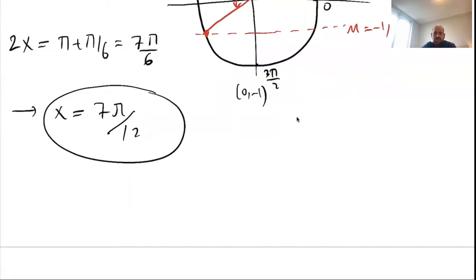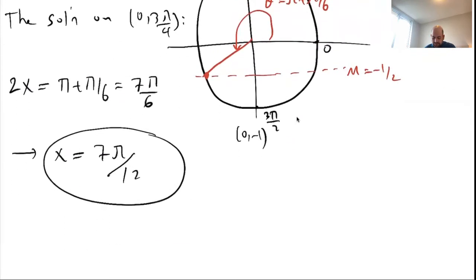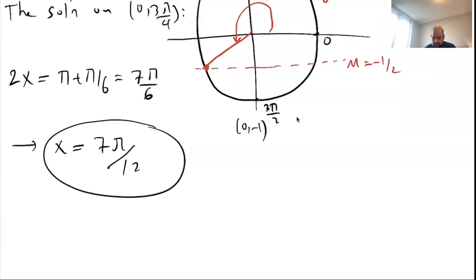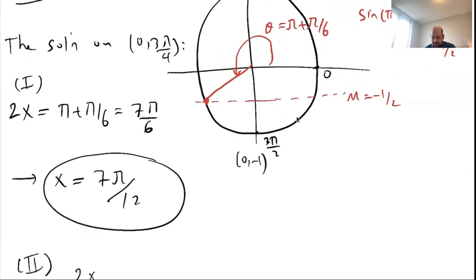But do we have any other solution, do you think, between 0 and 3 pi over 4? So let's look at the next solution of this equation. This is the first solution. Now let's see whether there is another solution as well. See if 2x, what is the other solution here?